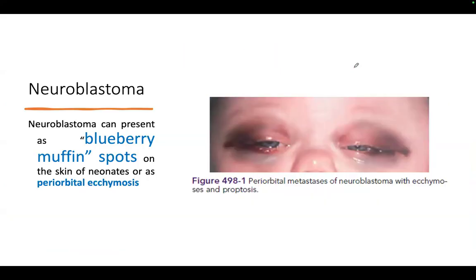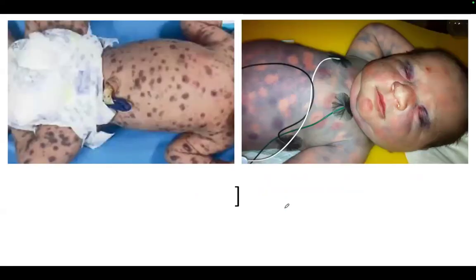Now here, periorbital metastasis of a neuroblastoma with ecchymosis and proptosis. So this is lifted from Nelson's. So neuroblastoma can present as the blueberry muffin spots. You see them in the skin, and you have here the periorbital ecchymosis. We have said a handful of keywords already for neuroblastoma: raccoon eyes, blueberry muffin. So here it is again.